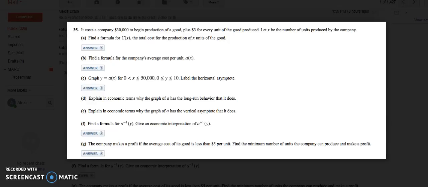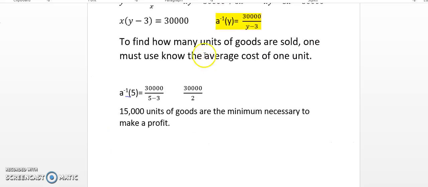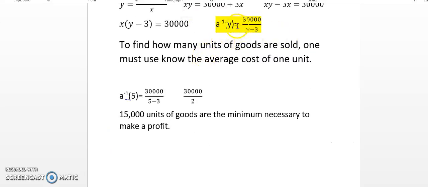And then we're finally asked, the company makes a profit if the average cost of the good is less than $5 per unit. What is the minimum number of units the company must produce to make a profit? So what it's asking us is to use this inverse equation that we found and input 5 for y. When we do that, we find that we need 15,000 units of good to have the minimum necessary to make a profit. All right, that is it.